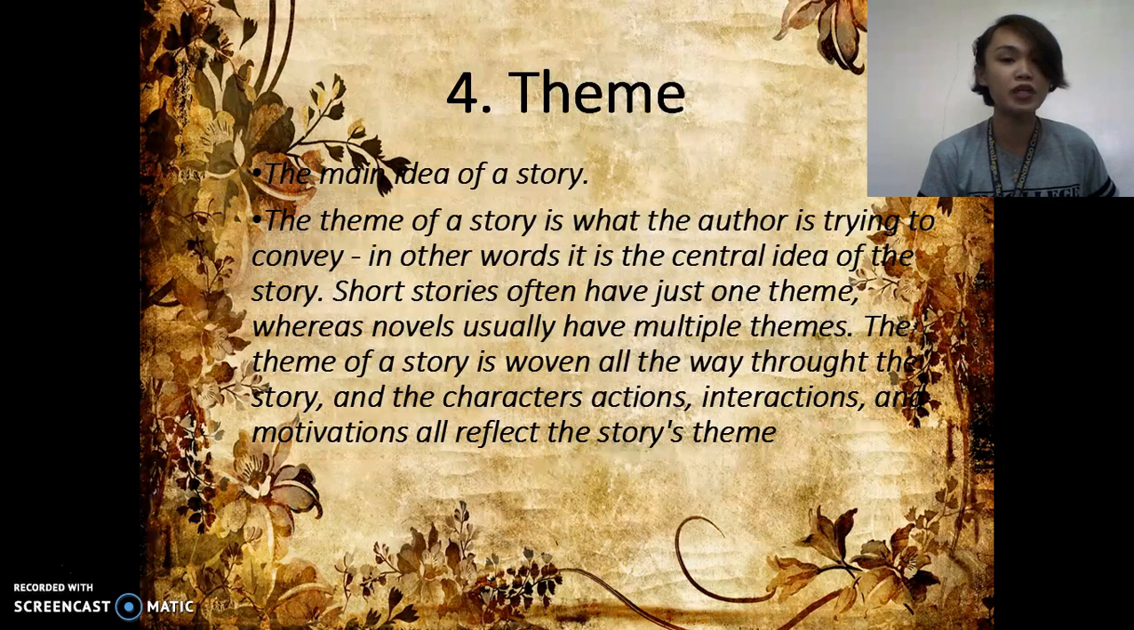The theme of a story is woven all the way through the story, and the characters' actions, interactions, and motivations all reflect the story's theme.